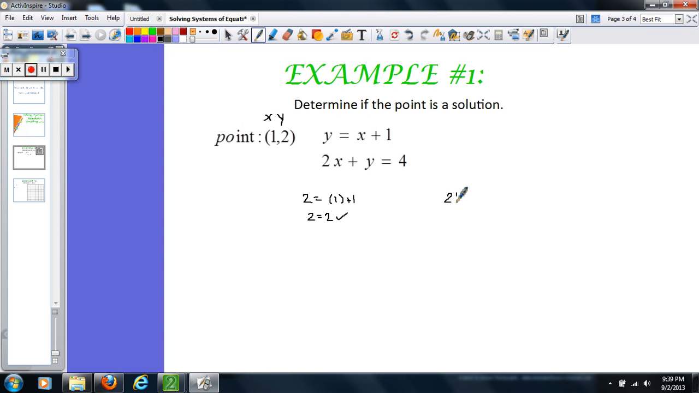So you've got 2 times 1 plus, and y is 2, equals 4. And 2 times 1 is 2, plus 2 equals 4. And this is 4 equals 4. So this is also true. So that means that this is a solution. And I'm going to abbreviate because trying to write is too hard. Okay, so this is a solution.